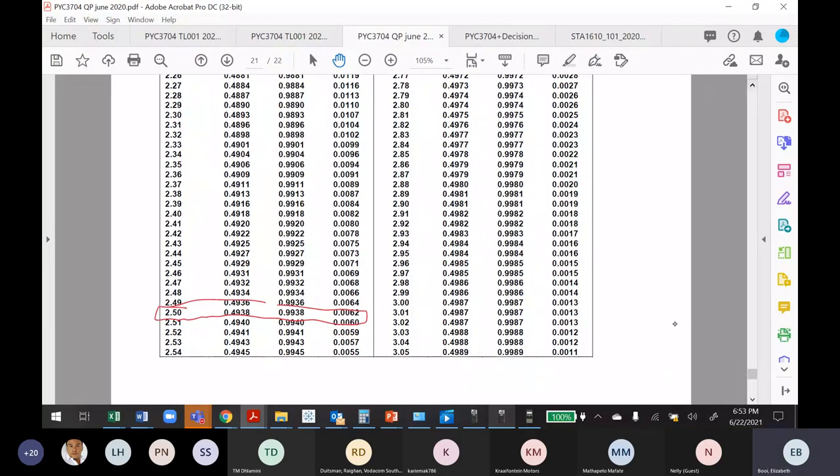As you can see, we are looking for the smaller than side. So 2.5, we're looking for this side. This is the larger side, this is the smaller side. So the answer is 0.62. So the answer is 0.62, because we're looking at the smaller side.